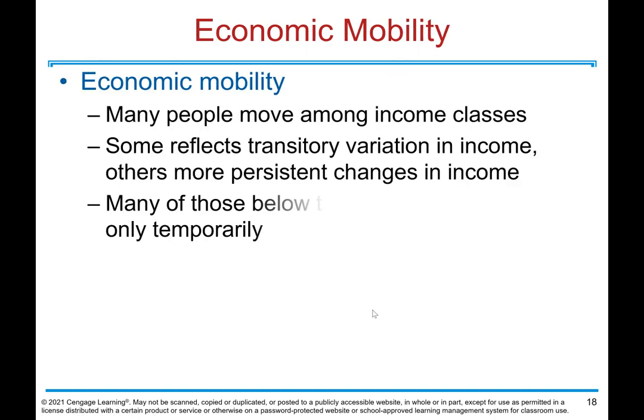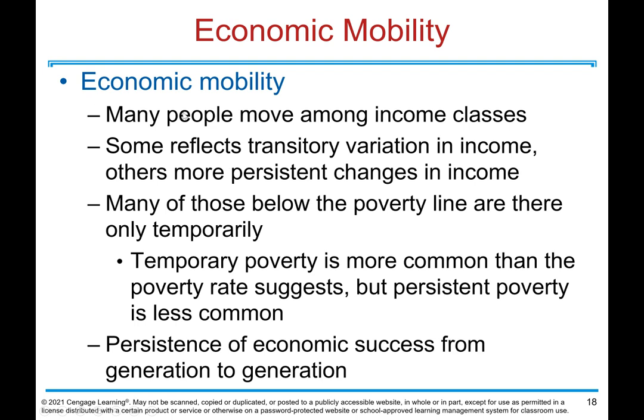Economic mobility. Many people move among income classes. Some reflect transitory variation in income, others more persistent changes in income. Many of those below the poverty line are there only temporarily. Temporary poverty is more common than the poverty rate suggests, but persistent poverty is less common. Persistence of economic success from generation to generation.